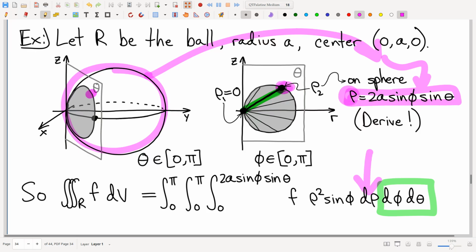And solving for rho gives us our upper bound. All good?